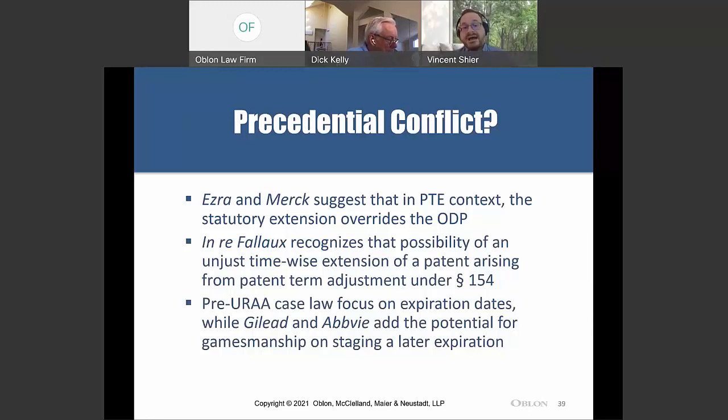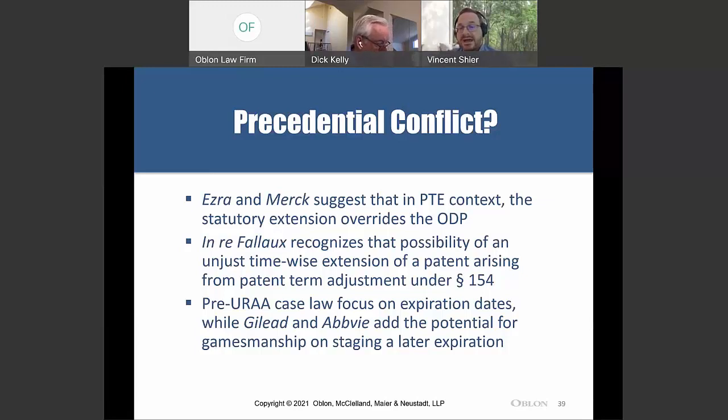But we do have to recognize that the Fallow decision has opened the door for the possibility that patent term adjustment may be adversely impacted, that there may be an unjust time-wise extension. What's not clear is what was intended there, and whether a decision on an overriding ODP question where, say, they're not even part of the same family, but the patent term adjustment is the result, giving rise to the difference in expiration dates. We're not sure, and I think it's unclear.